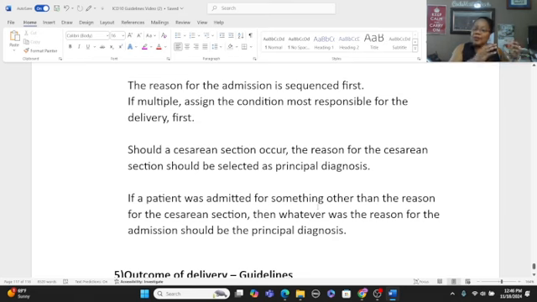I always say, there's a rule of thumb. You've got to meet criteria to be admitted to the hospital. This patient was admitted for something, and according to this, it might not even have been related to the C-section, but it justified admission. So if it justified admission, then that's the reason for the encounter. Therefore, that becomes your principal diagnosis.